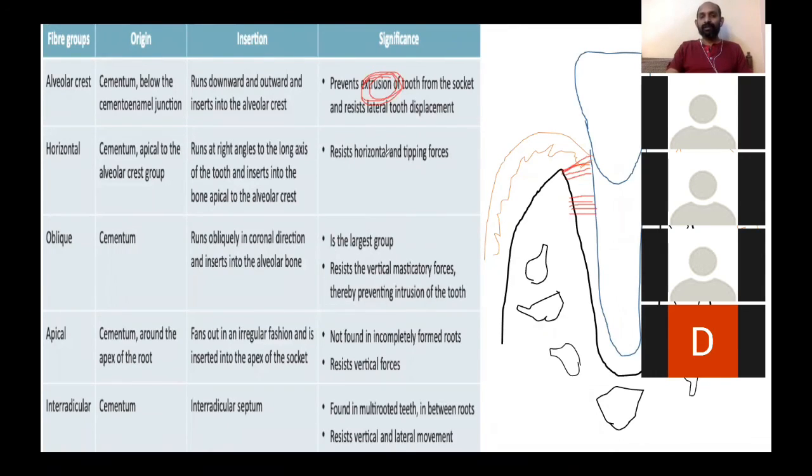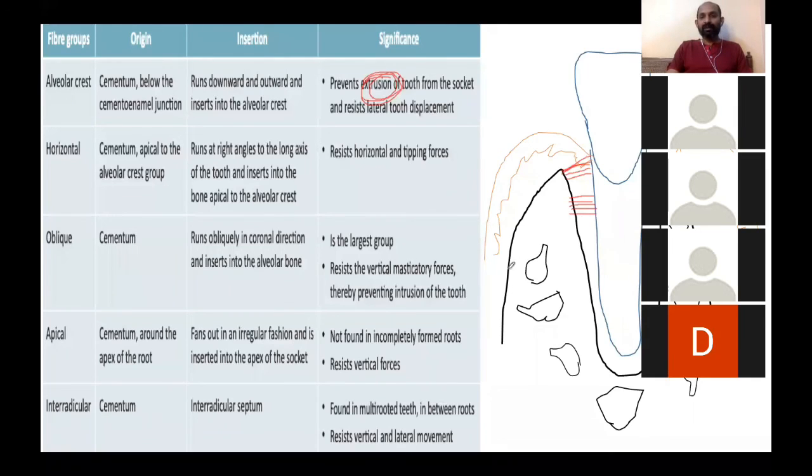What is the significance of this particular fiber? They resist horizontal movement, side to side movement, and tipping forces. Tipping means, for example, when you bite an apple, there is a tipping movement on your tooth, so it will resist tipping forces on the tooth. So this is the second group of fibers.